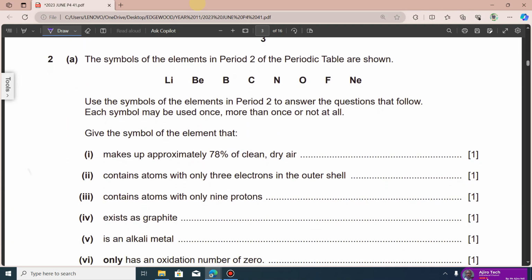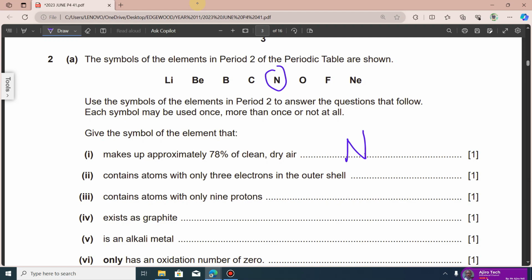This is question 2. We are given the symbols of elements in period 2 of the periodic table, and we are expected to use these symbols to answer questions. The first question says, which of them makes up approximately 78% of clean dry air? This is from chemistry of the environment. When you look at the composition of air, you see that nitrogen has the largest composition, about 78%. So all we need to do is write the symbol of nitrogen in this case.